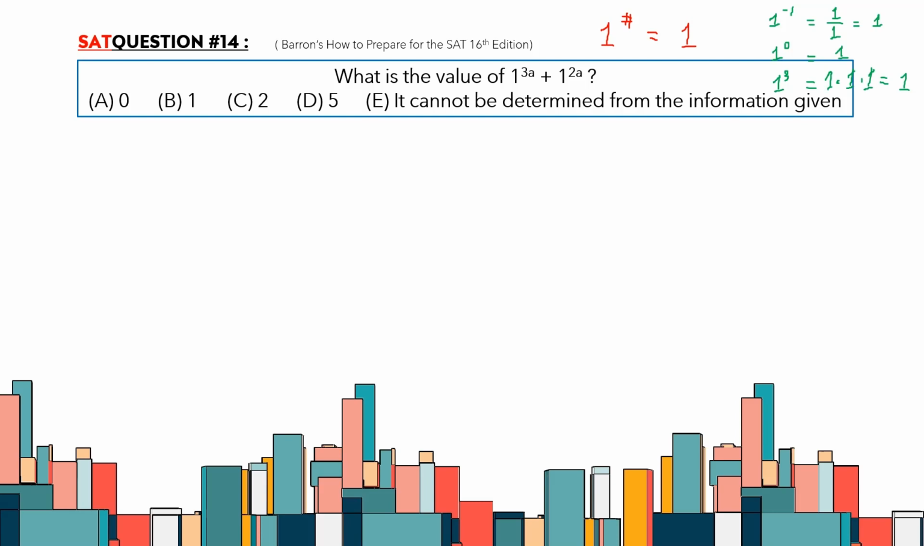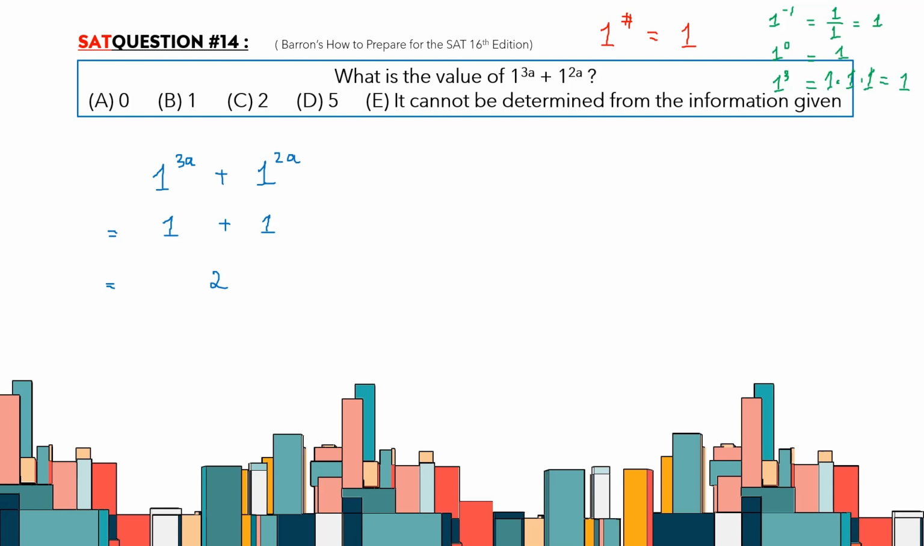Okay, so in this question we have 1 to the power of 3a plus 1 to the power of 2a. So 1 to the power of 3a is 1, plus 1 to the power of 2a is 1. 1 plus 1 is 2.